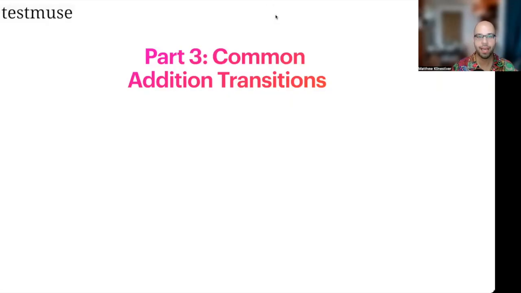Okay, let's pick back up here with our common addition transitions. So now that we're getting into part three, we're just going to look and break down some of the different common addition transitions that you might see. So we already introduced addition transitions, but as I said, there were some subcategories that we wanted to get into. Let's go ahead and take a look.